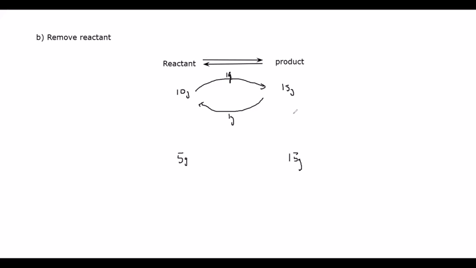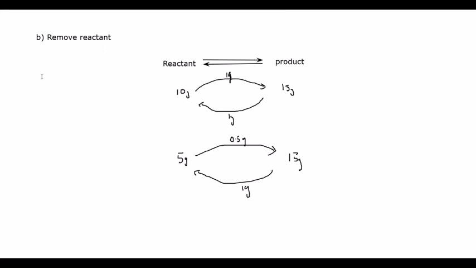How does it shift backward? You can see out of 10, 1 gram is forming a product. So out of 5, because it is half, only 0.5 grams will form a product. But it is still 15, so 1 gram is forming a reactant. So the rate of the forward reaction is slower because you reduced the amount of reactant, and the backward is faster.